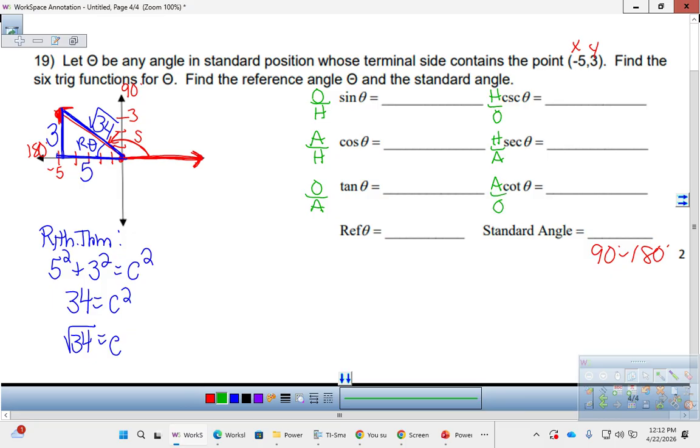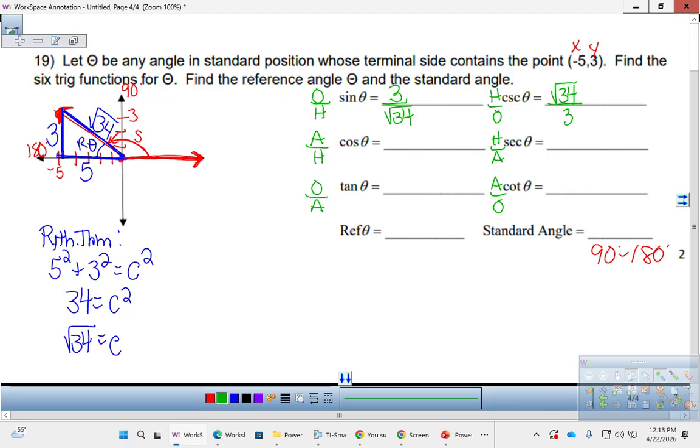Right? So I'm just flipping the parts of the triangles. So I should be able to figure this out based on my reference angle theta. If sine is opposite over hypotenuse, the opposite side of this theta is the 3. So 3 over the hypotenuse is root 34. And then cosecant is hypotenuse over the opposite side length, so that just flips.